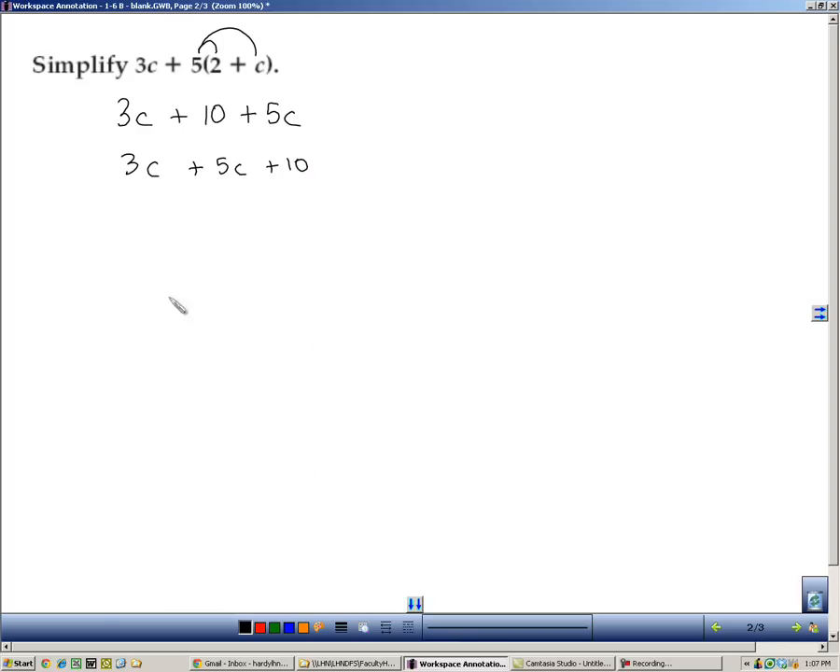And the benefit of that would be that now the 3c and the 5c are next to each other, and I can group them and get an 8c. And we end up with 8c plus 10.